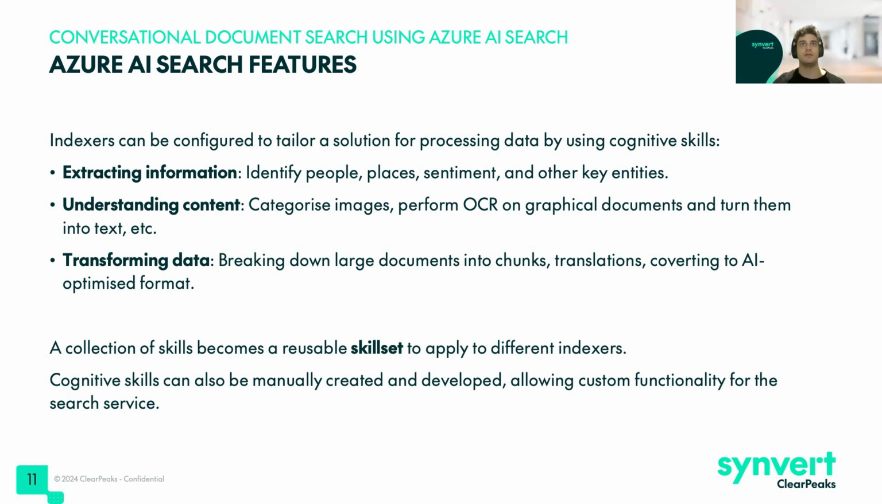So a collection of cognitive skills becomes a reusable skill set. Skill sets are something that you apply to indexers in order to have reusable skill sets that you can apply to multiple different indexes and therefore search between multiple different sources. Cognitive skills, this is very important, can also be manually created and developed, which allows for a custom implementation for any need that you may have, and you apply it directly to the indexer in order to process the data as you want.